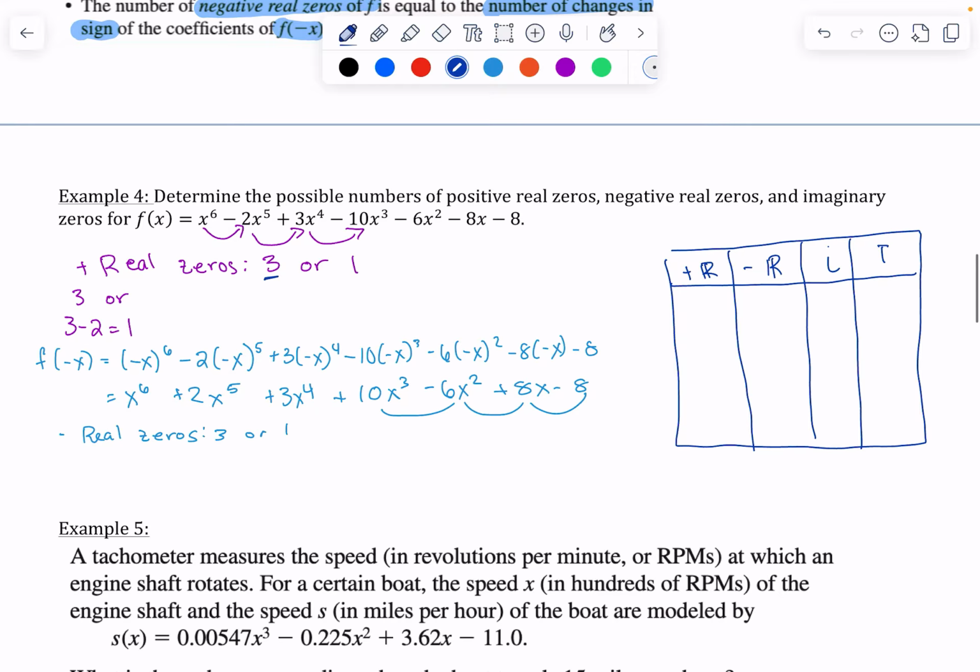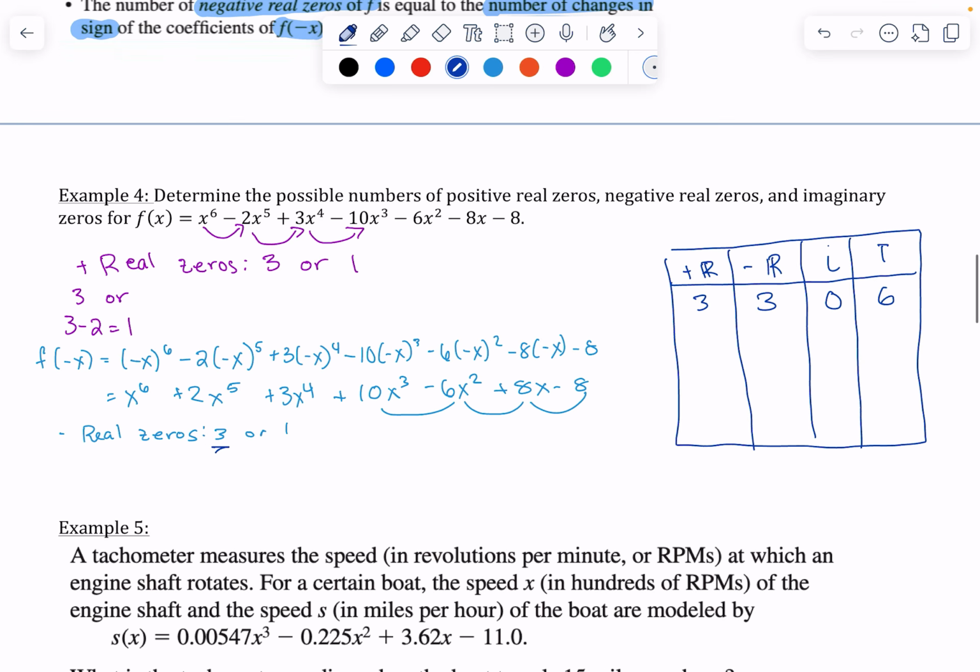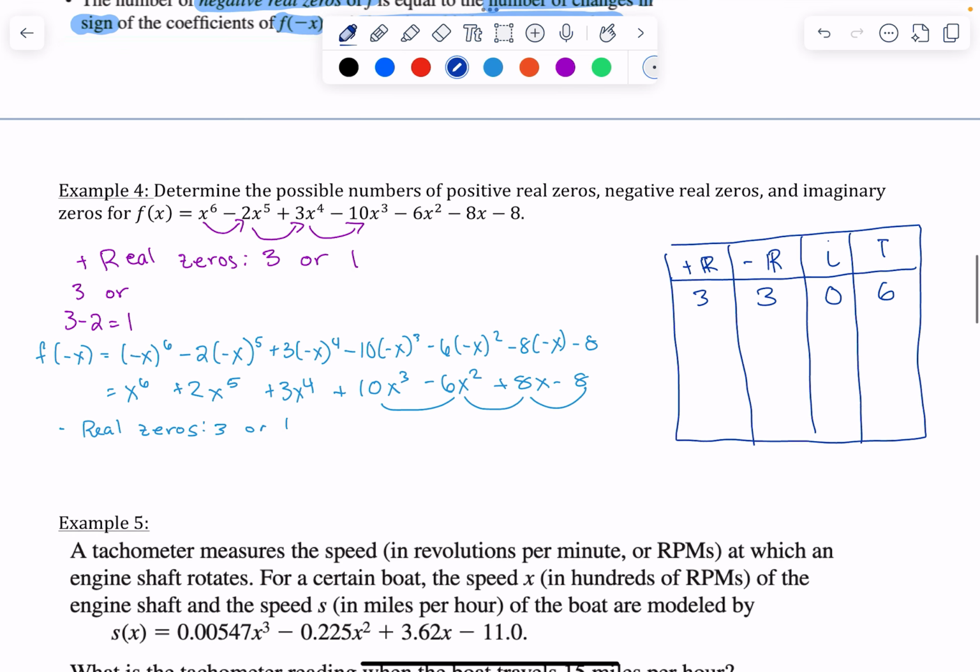Well, I could have 3 positive real matched up with 3 negative real, which means I would have no imaginary solutions because I know that I need to get a total of 6 solutions since that's the degree. So this is one possibility. This is one case. Are there any other cases? Well, yes. The case where I have 3 positive real zeros, but only 1 negative real zero. In this case, I need to have 2 imaginary so that I get my total of 6.